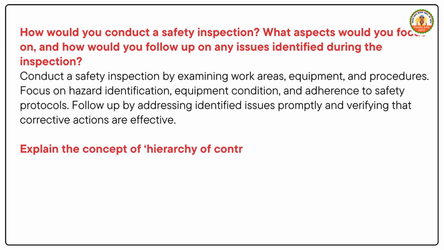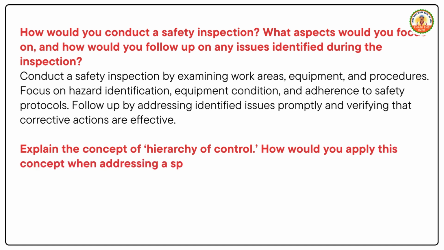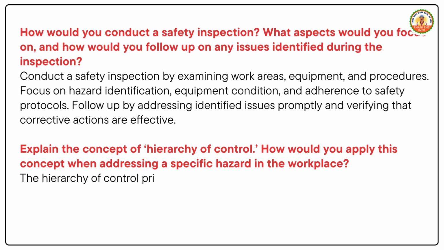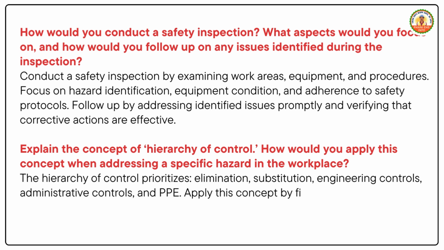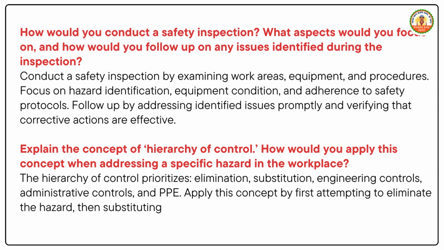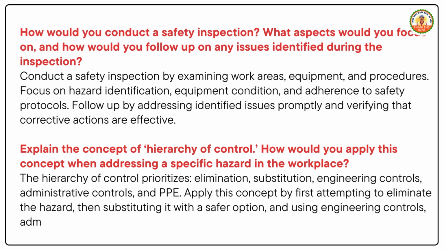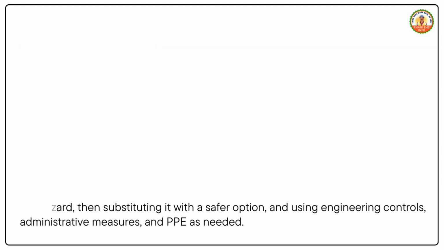Explain the concept of hierarchy of control. How would you apply this concept when addressing a specific hazard in the workplace? The hierarchy of control prioritizes elimination, substitution, engineering controls, administrative controls, and PPE. Apply this concept by first attempting to eliminate the hazard, then substituting it with a safer option, and using engineering controls, administrative measures, and PPE as needed.